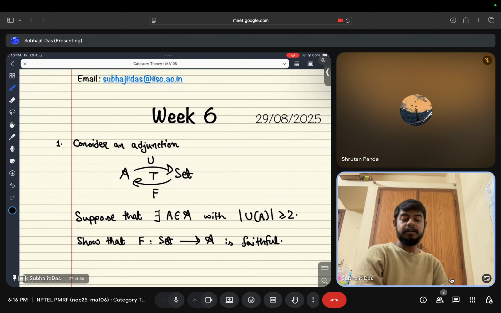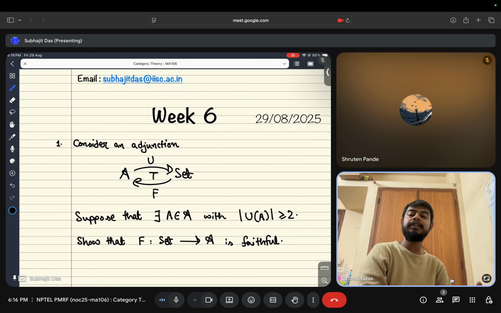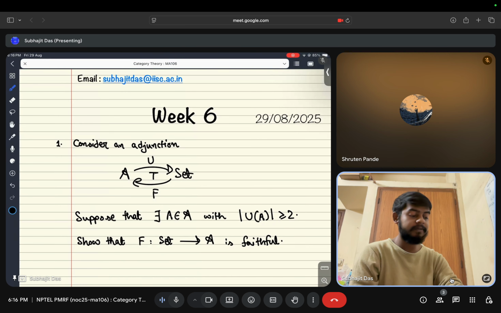So you start with an adjunction F ⊣ U, where U is a functor from A to Set and F is a functor from Set to A. Suppose that there exists an object A in A such that its image under the functor U, which is a set, has cardinality at least 2. What you are being asked here is to show that this functor F, the left adjoint, is a faithful functor. So how do you show this? This is a really good problem.